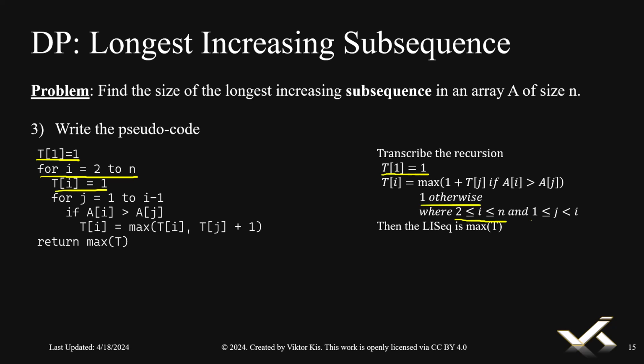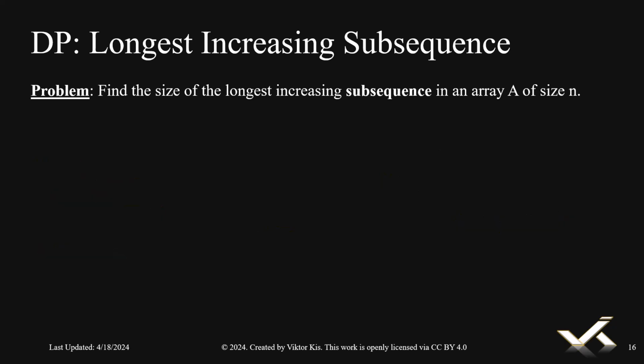Then we look back at previous candidates, that is index j, from start to i minus 1. We are only looking for increasing sequences, so we apply the filter here, and we keep a running max of the candidates found. We finally return the max of our table, and that is the longest increasing subsequence.